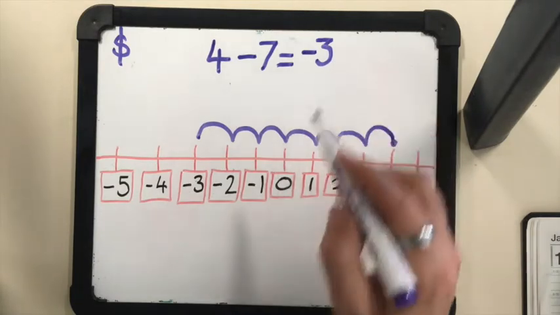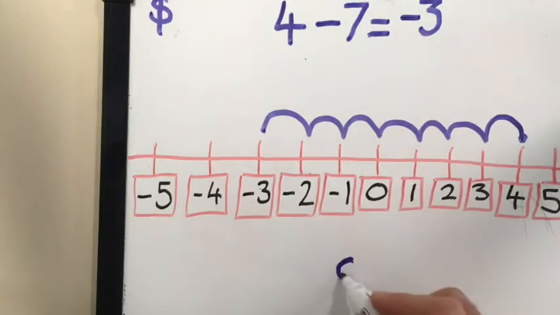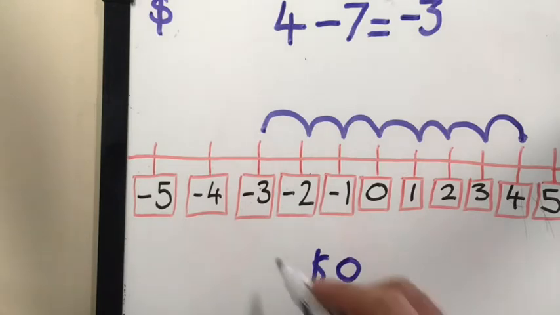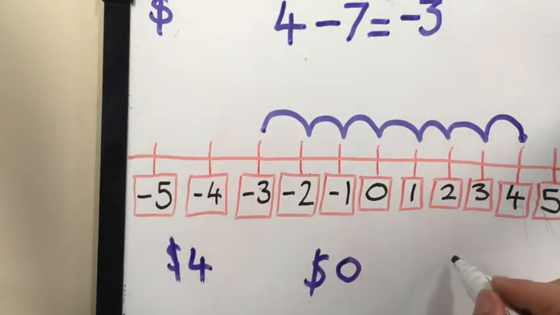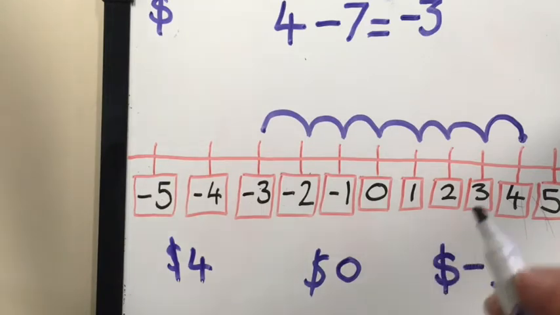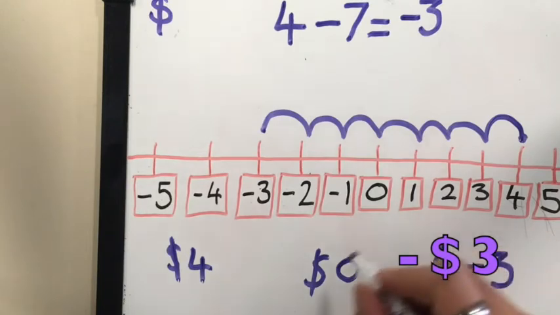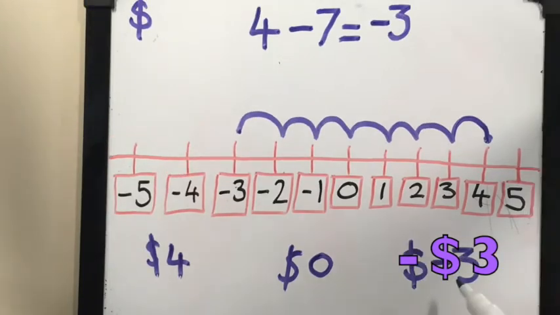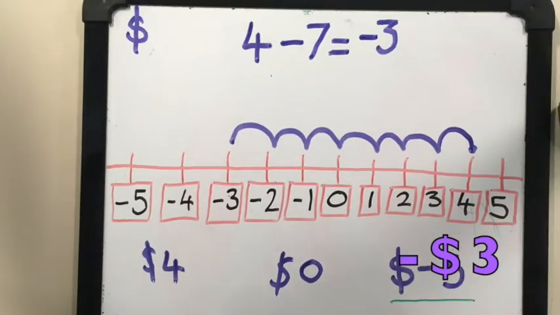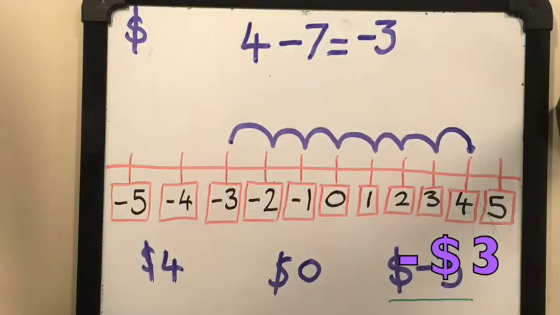Borrowed $3. So my bank account isn't going to have $0 written on it. It's not going to have $4 written on it. My bank account will show me that I actually have negative $3. That means I owe the bank $3. So next week, when I get paid my $4 allowance, I'm going to start off at this negative $3 part, and I'm going to have $4.